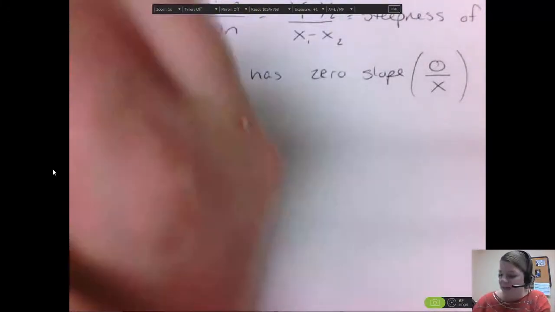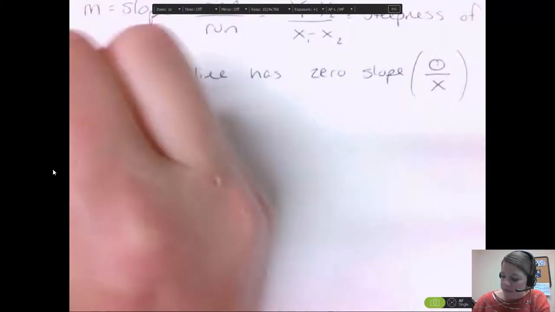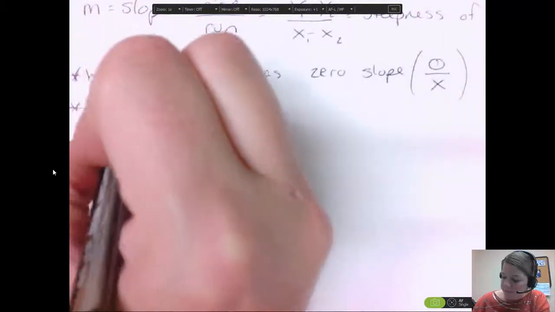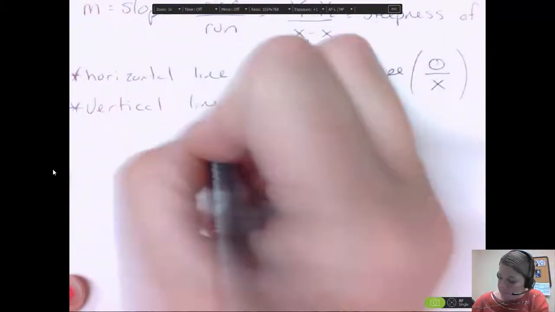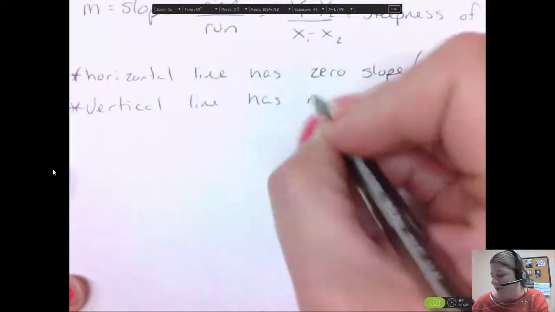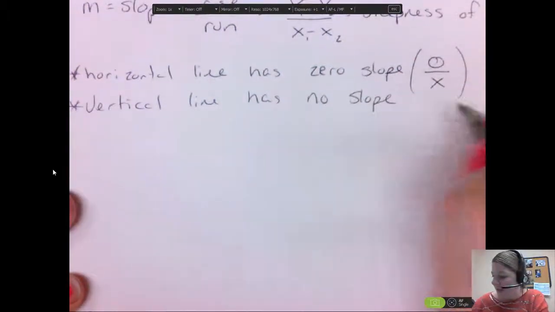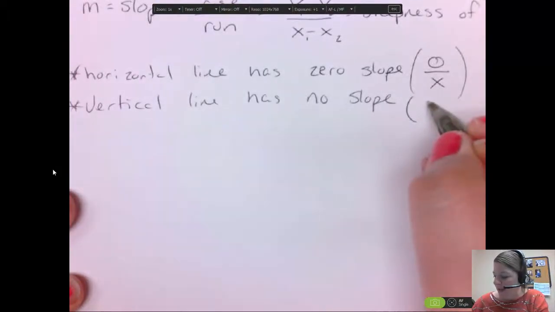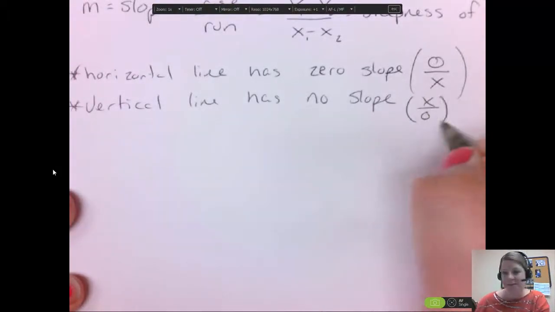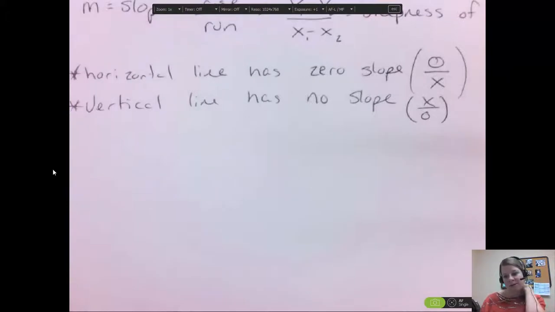So if I have a vertical line, it has no slope, or it's undefined. And that one would be represented by some number divided by 0. I can't divide by 0, so that slope is undefined.